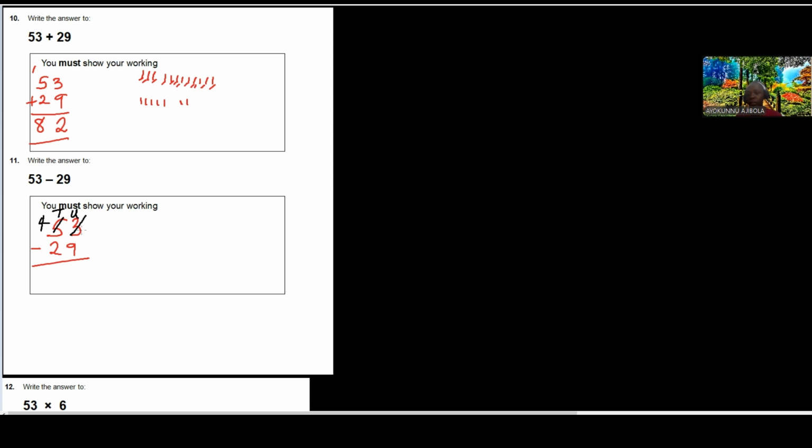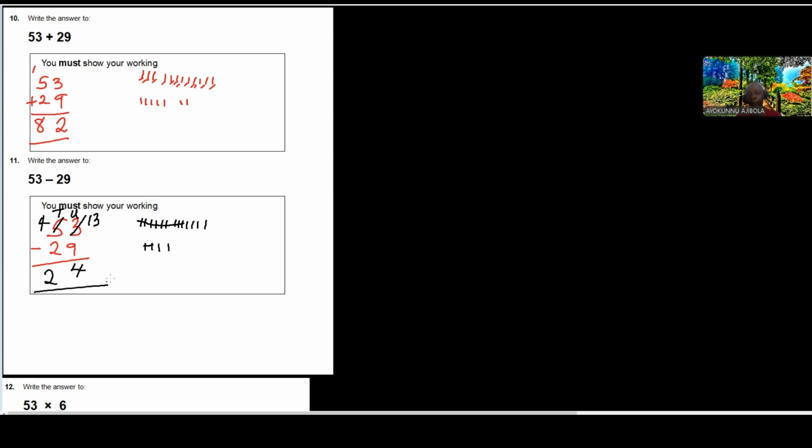So if you add it to 3, that's a 13. So now what is 13 minus 9? That's 1, 2, 3, 4, 5, 6, 7, 8, 9, 10, 11, 12, 13. So if I'm going to remove 9, and cancel 1, 2, 3, 4, 5, 6, 7, 8, 9. So I cancel 9 away. Then I have 4 left. Then this is 4 minus 2. 1, 2, 3, 4. If I remove 2, I have 2 left. So it means 53 minus 29 is 24.